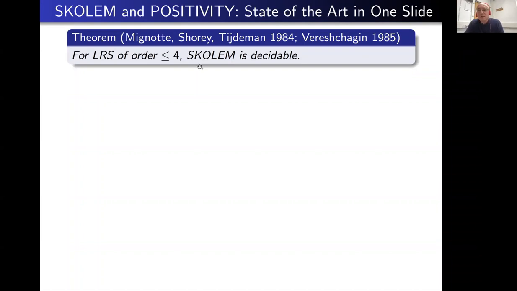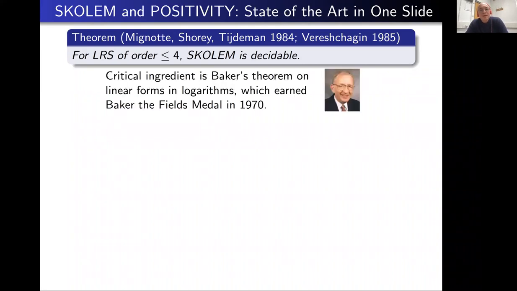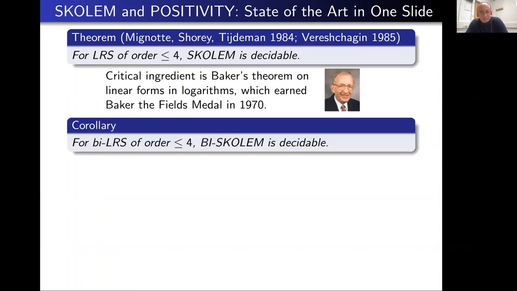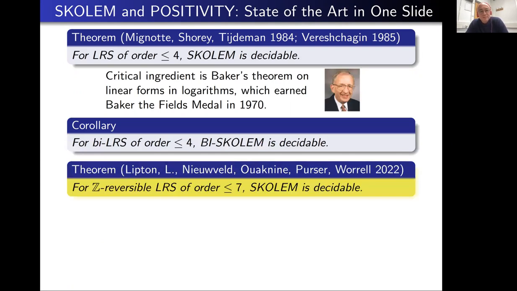And actually they win even if you have the same argument. It shows that if you have at most three roots which somehow are dominant in some p-adic valuation, then you win. If they are dominant as complex numbers, then you use some infinite valuation, and if not, you use some finite valuation. And this critical ingredient, as I explained, is Baker's theorem. So for linearly recurrent sequences of order at most four, the Skolem problem is decidable.